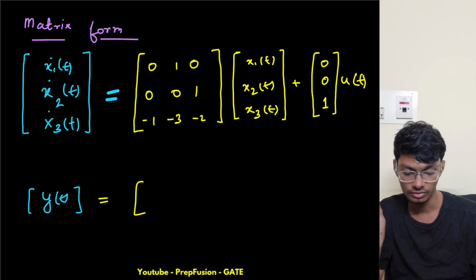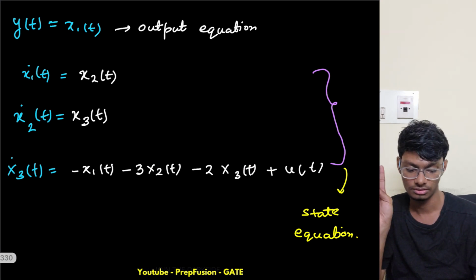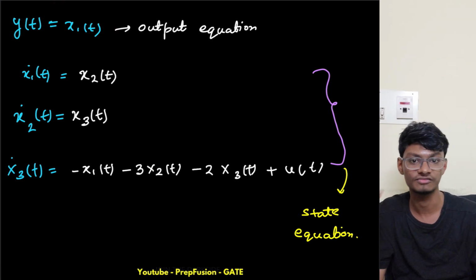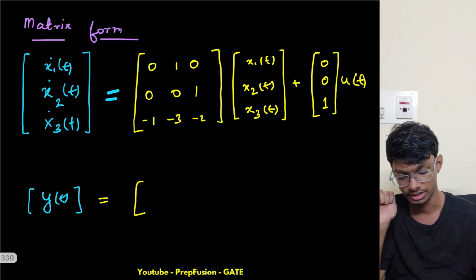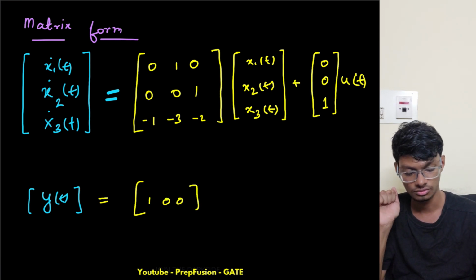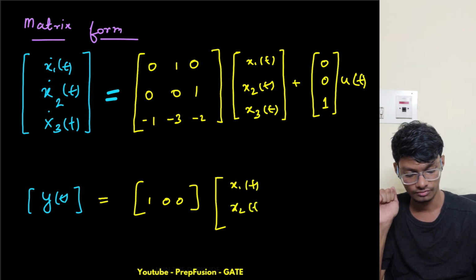It is like y equals only x1, so it is only depending on the first state variable. So we'll have something like this, 1 0 0, and again the state vector x1 of t, x2 of t and x3 of t.